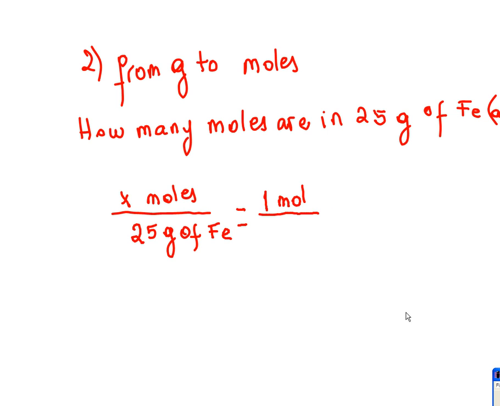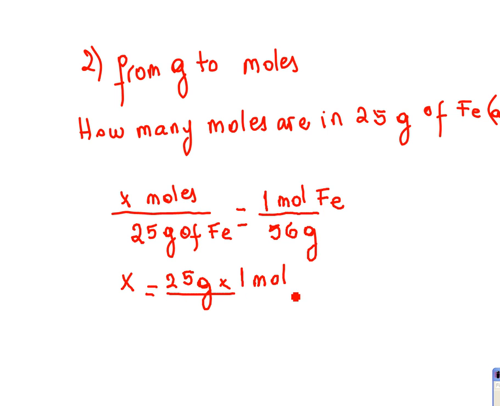Okay, so we know that 1 mole of iron has 56 grams. Okay? So the X is going to be, again, 25 grams times 1 mole divided by 56 grams. Yes? And grams can be simplified with grams, and we have 25 divided by 56, we are going to calculate that, and the units are going to be moles. Yes? This one, yes.